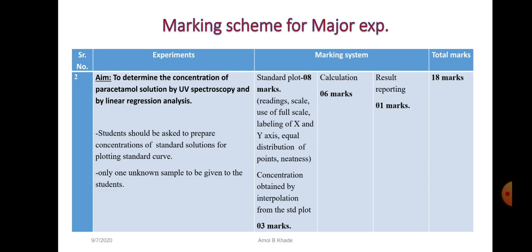So you have to use the graph paper and plot the graph using the standard dilution values and your unknown absorbance, and then how you are plotting the graph, how well you are using the readings, what is the scale used, whether you have labeled what is there on x-axis, y-axis, and the graph neatness, equal distribution of points, all these things will be considered to allot the 8 marks. Then concentration obtained by the interpolation from the standard plot will carry the 3 marks, okay.